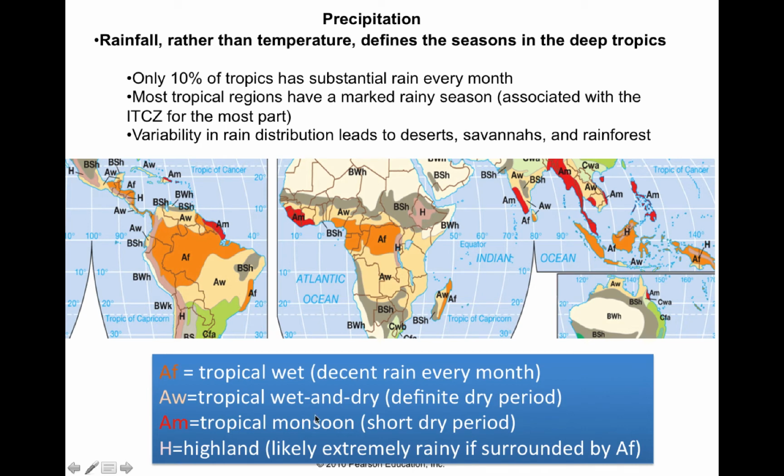Tropical monsoon regions are similar to that, however they have a more pronounced wet season and a shorter dry period than the tropical wet and dry.